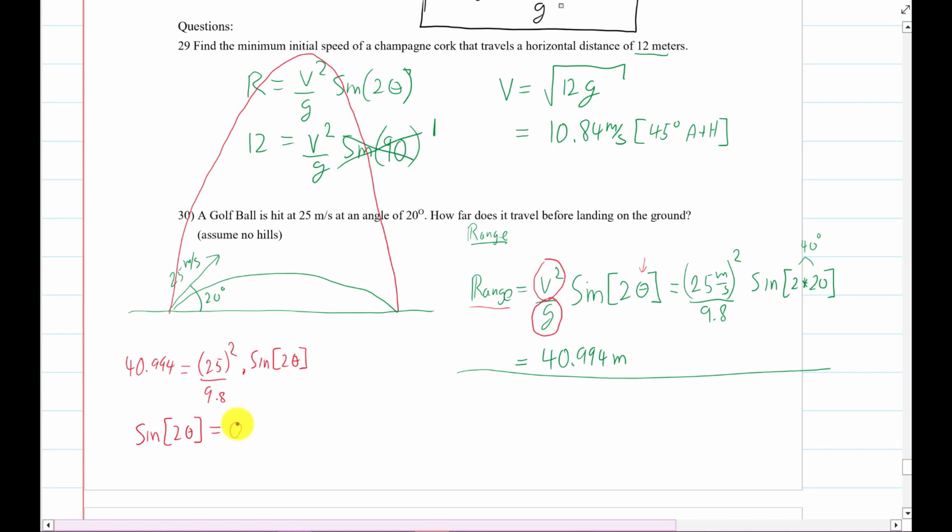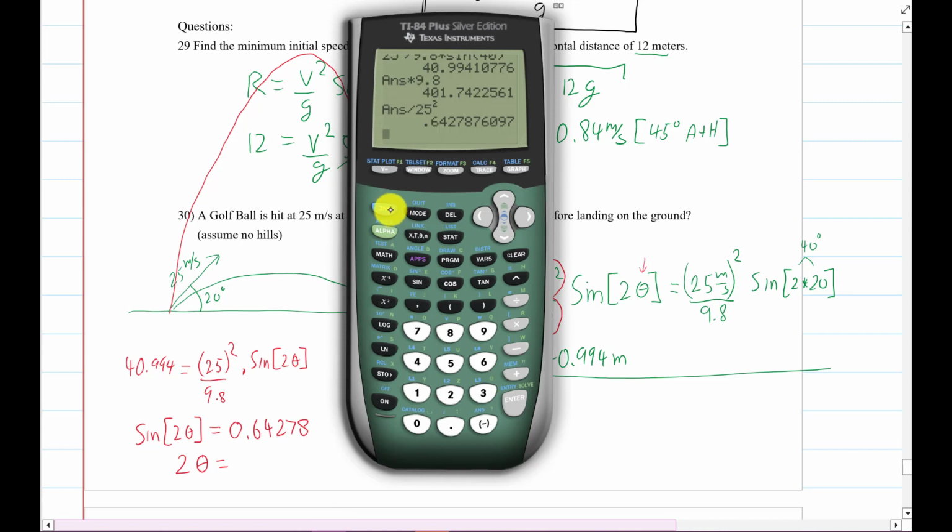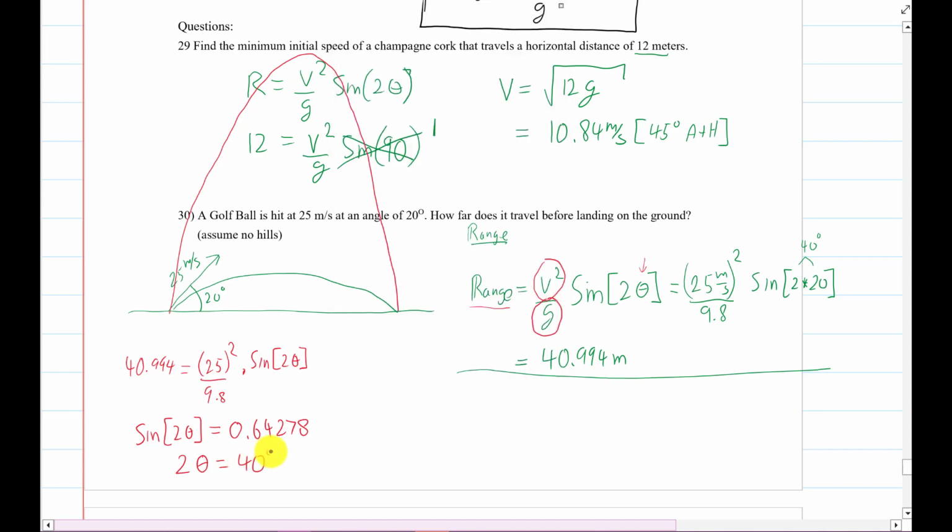So now I have to find out that 2 theta is equal to, now inverse sine to find out what that angle is going to be. So I'll now inverse sine that number, and I get 40. So am I only getting that theta has to be 20 degrees? Well, there's another option.